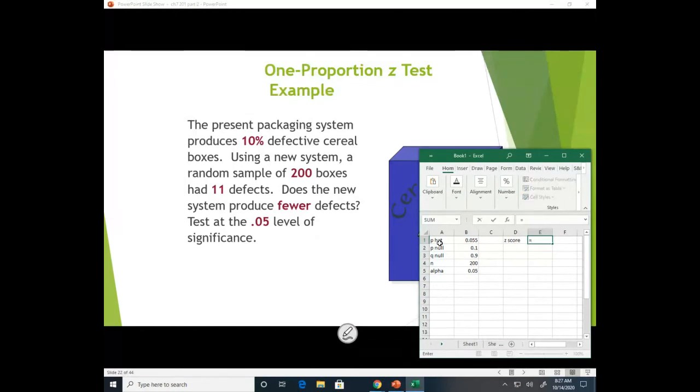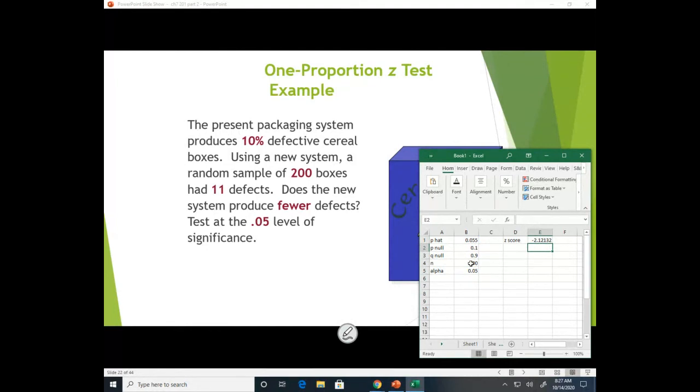We need to calculate our z-score, and we're going to use the formula that we just talked about. So it is p hat minus p null, divided by the square root of p null times q null divided by the sample size. And that will give us our z-score.